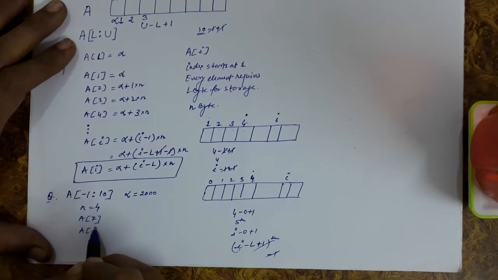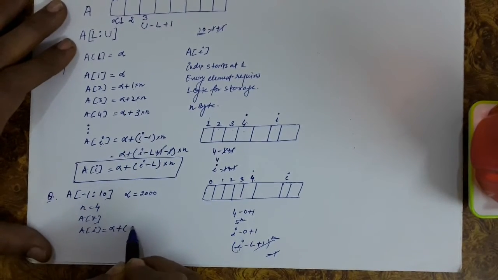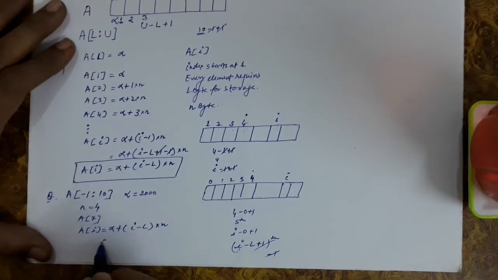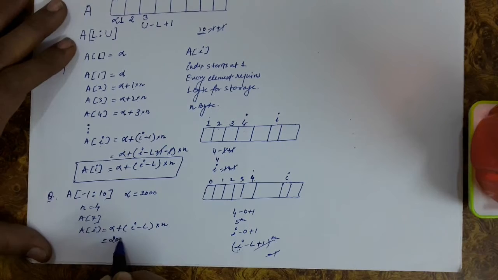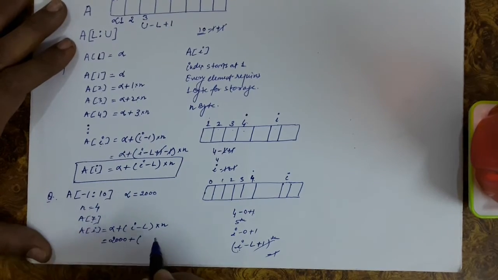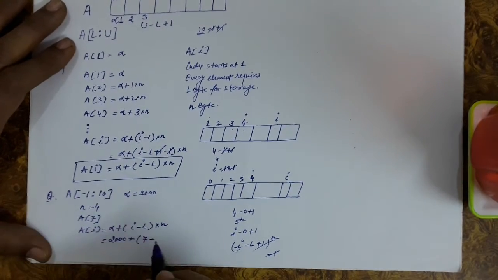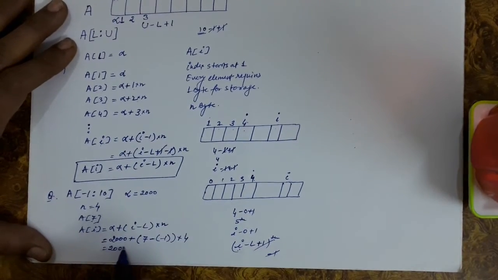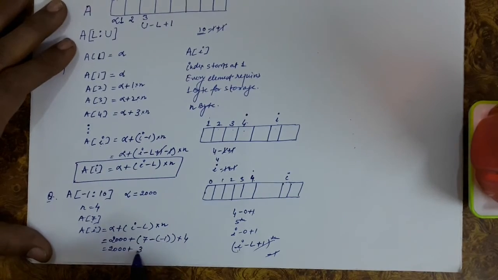So the formula for the ith element will be alpha plus (i minus lower bound) multiplied by n. So this will be equal to alpha, which is 2000, plus i, which means 7, minus the lower bound, which is minus 1, multiplied by 4. So this will be equal to 2000 plus 8 into 4, which means 32. So the address is 2032.